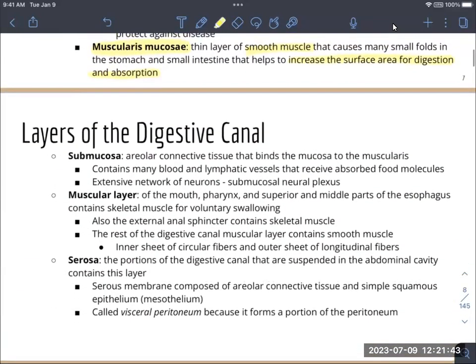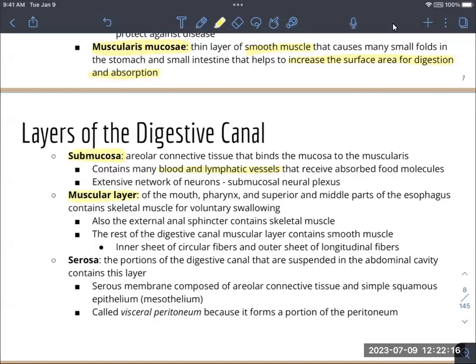Then we have that submucosa. That submucosa, again, is connective tissue. And it's going to hold that muscularis, that smooth muscle layer in place. Again, we have more blood vessels and more lymphatic vessels. We get this muscular layer.